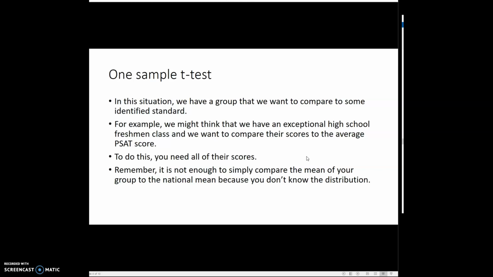Even though they might have the same means or similar means, there might actually be a significant difference. Then again, there may not be. It's entirely possible that your mean for your group is actually higher than the PSAT average, but there's just a few really, really exceptional students that are pulling that score up. And actually, the distribution is relatively the same. You can't know without checking that.